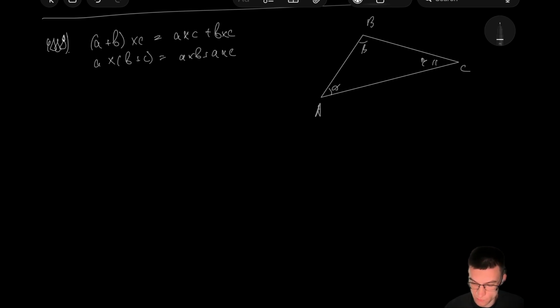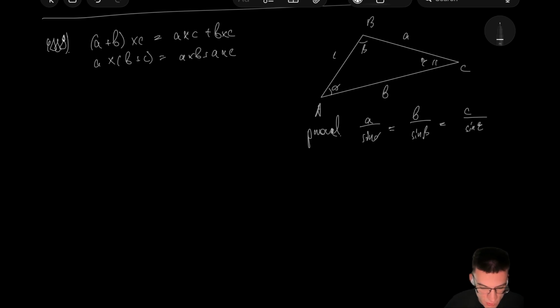So let me just demonstrate that. It says that if we have the side A, which is opposite to the point A, the side B, which is opposite to point B, and C, which is opposite to point C, then we have A over sine alpha equals B over sine beta equals C over sine gamma. So these ratios are equal. We need to prove this, and in fact, we can use our right distribution property and the property of vectors in a triangle to prove that.